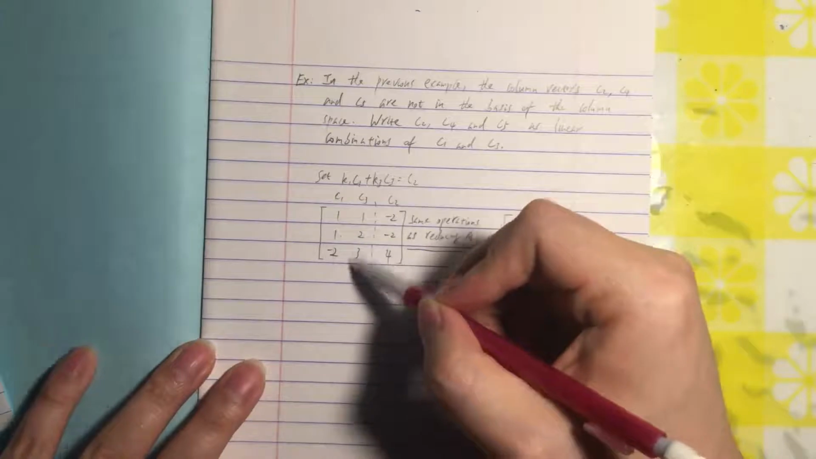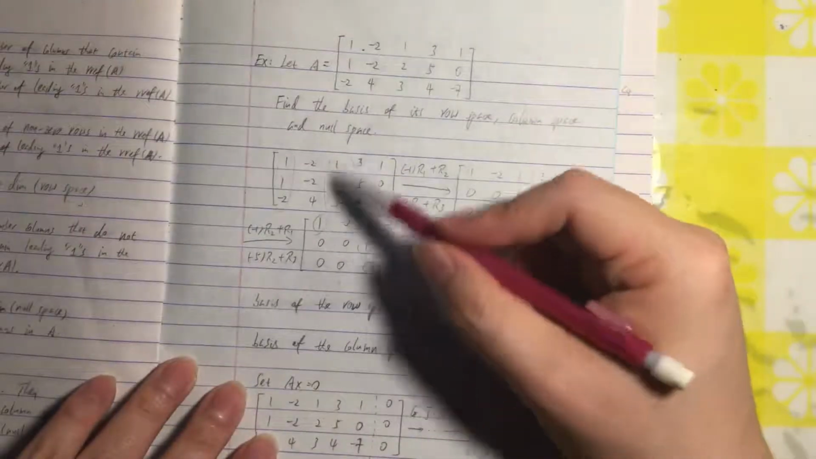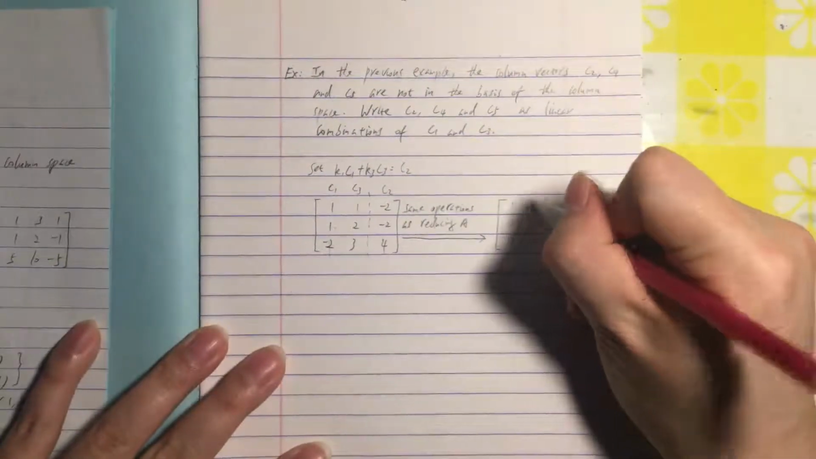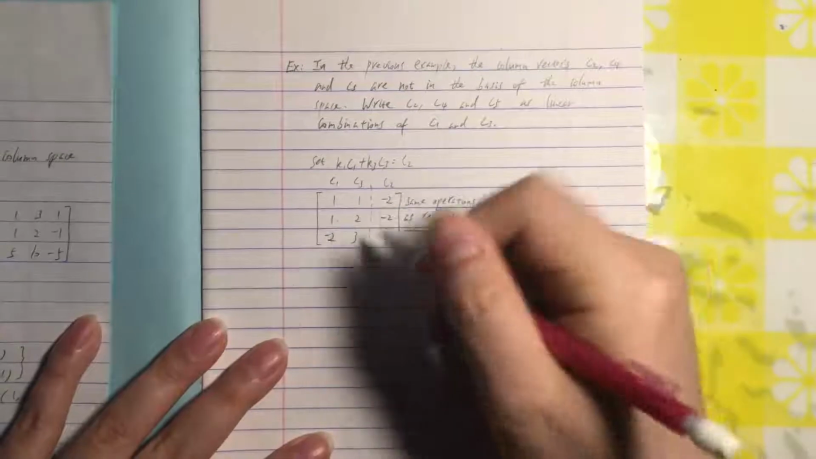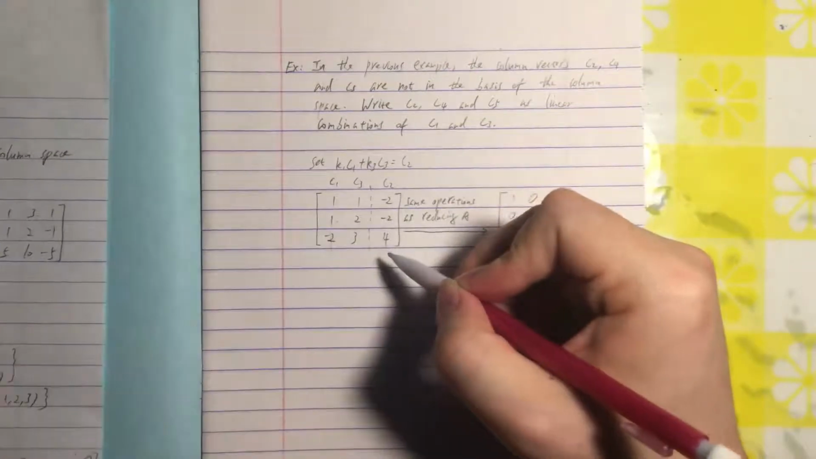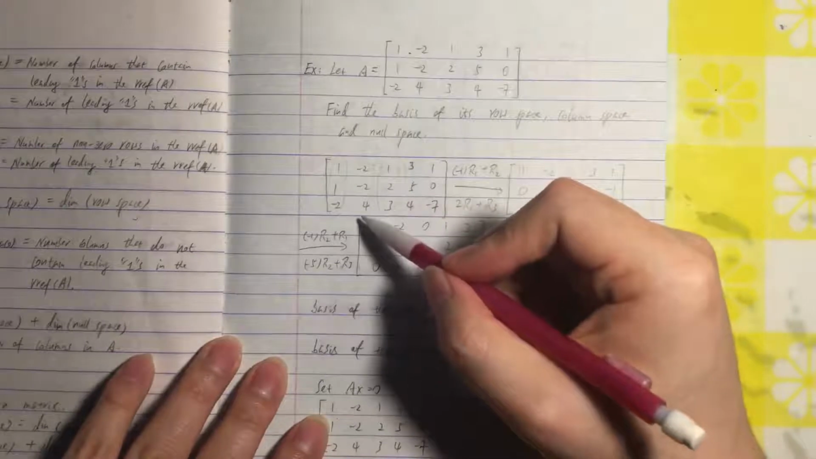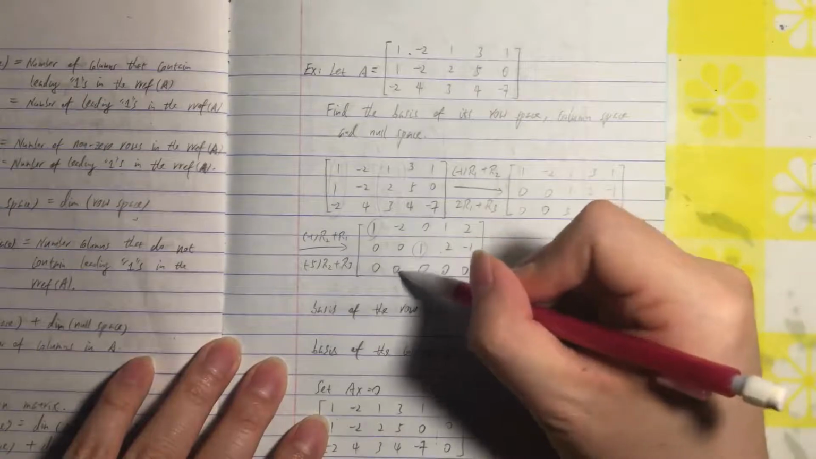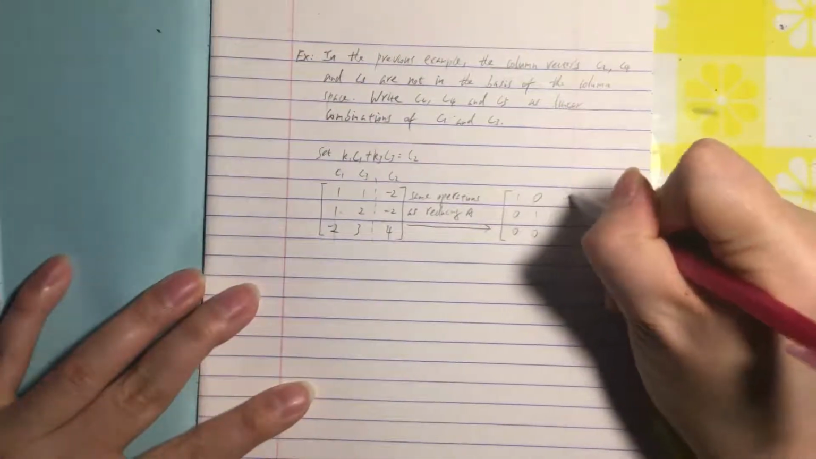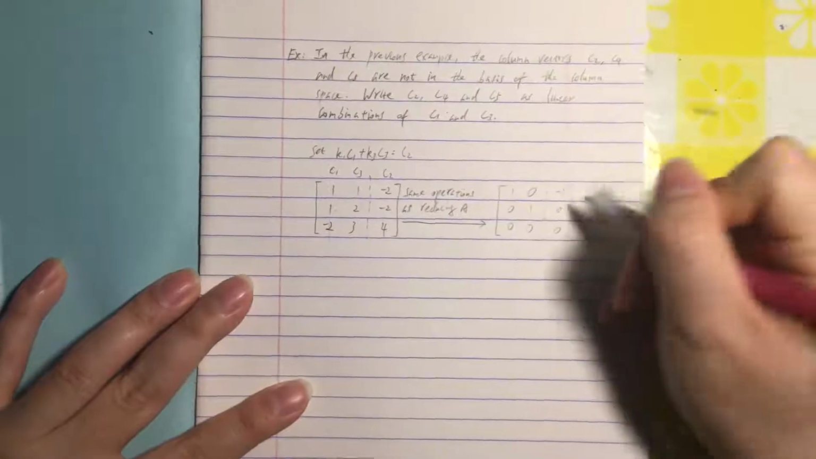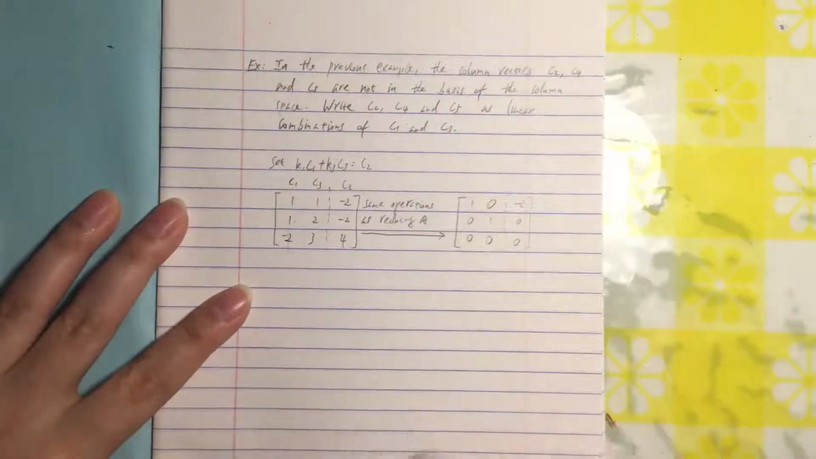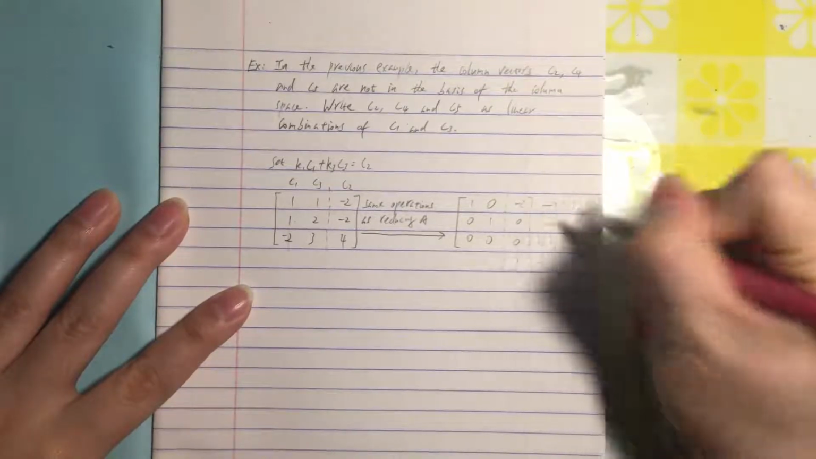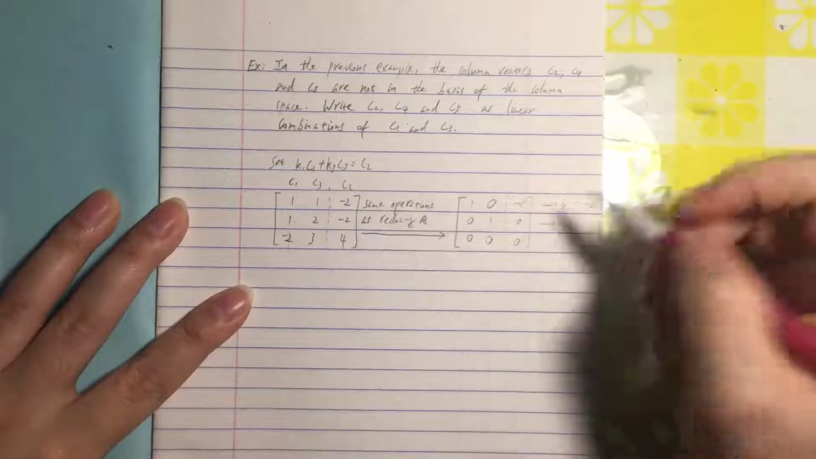Second column is 1, 2, 3, which is the same as the third column in matrix A. If we reduce it, we get 0, 1, 0. The third column is negative 2, negative 2, 4, the same as the second column in matrix A. If we reduce it using the same operations, we get negative 2, 0, 0. This matrix is in reduced echelon form. The first row says K1 equals negative 2. The second row says K3 equals 0.